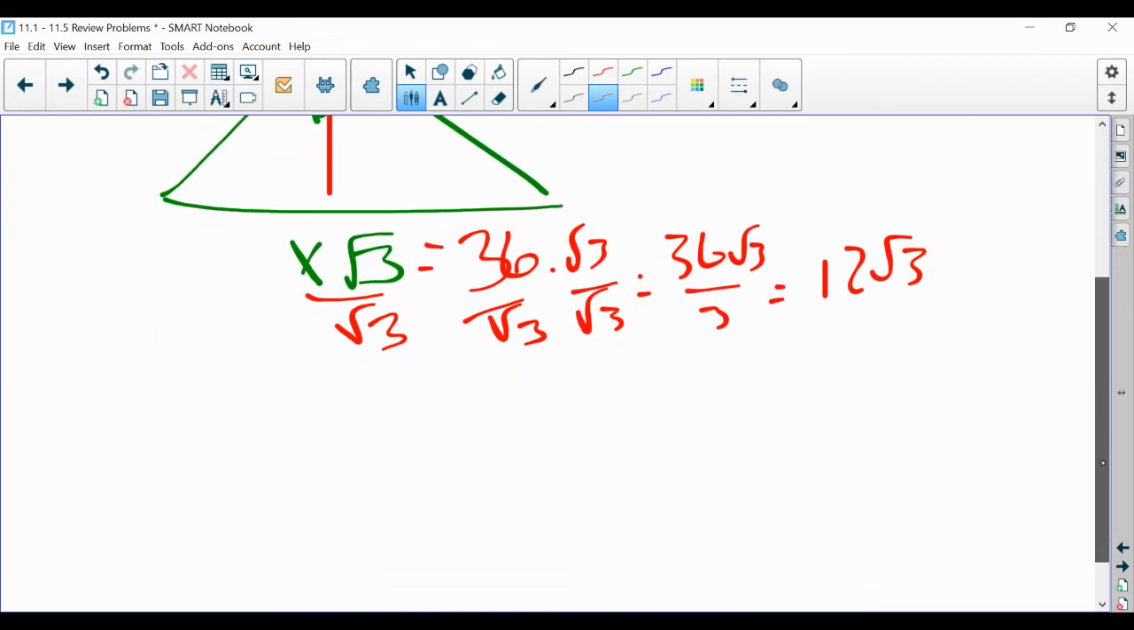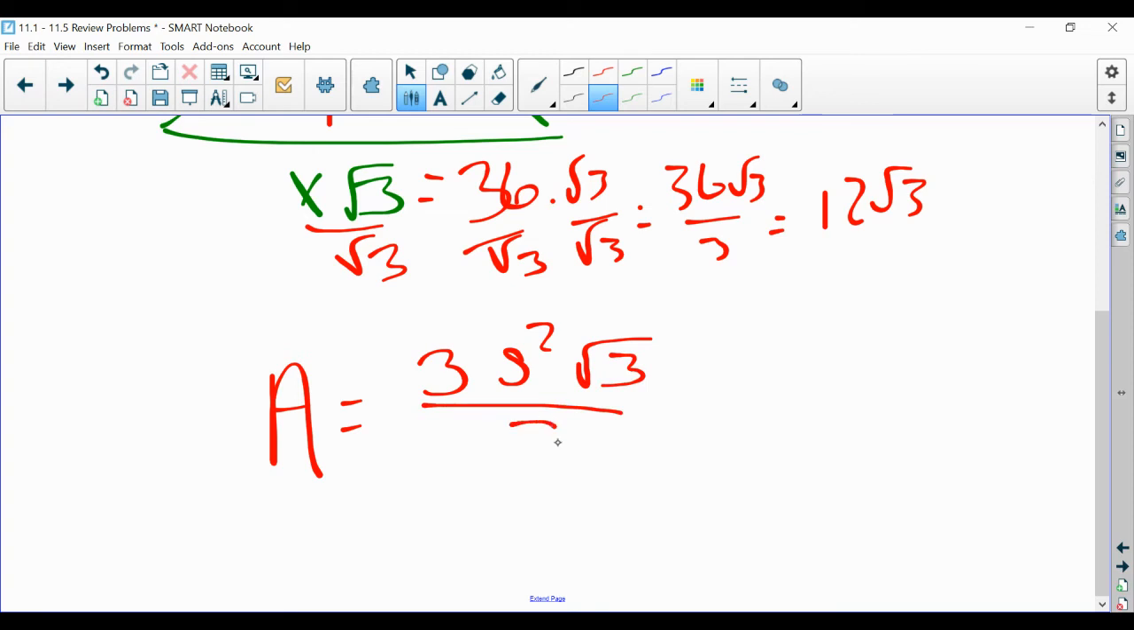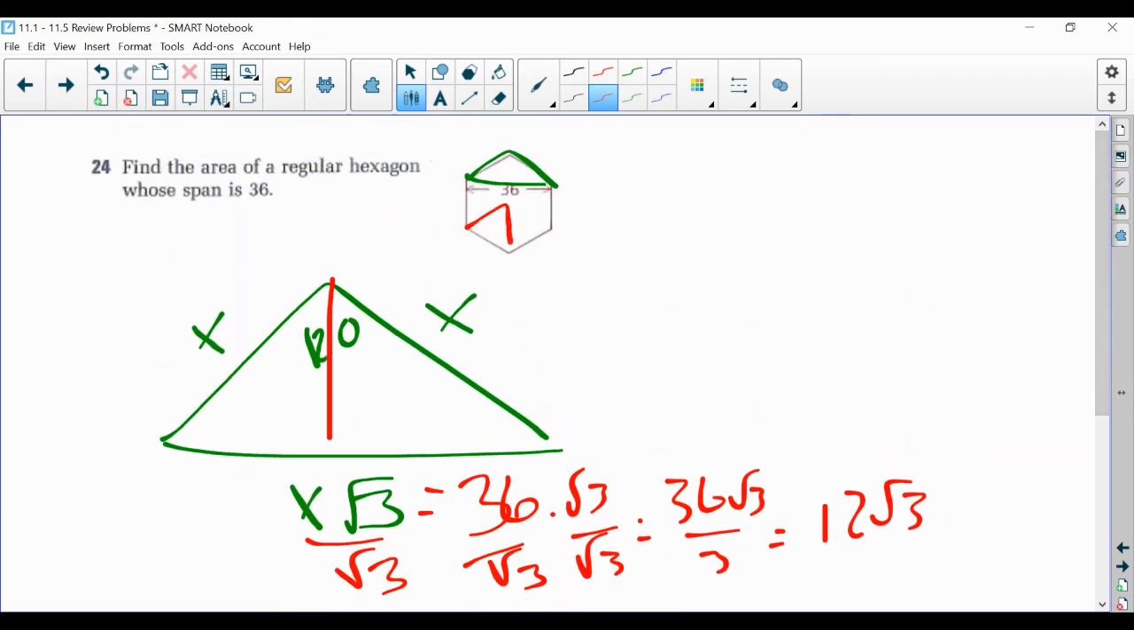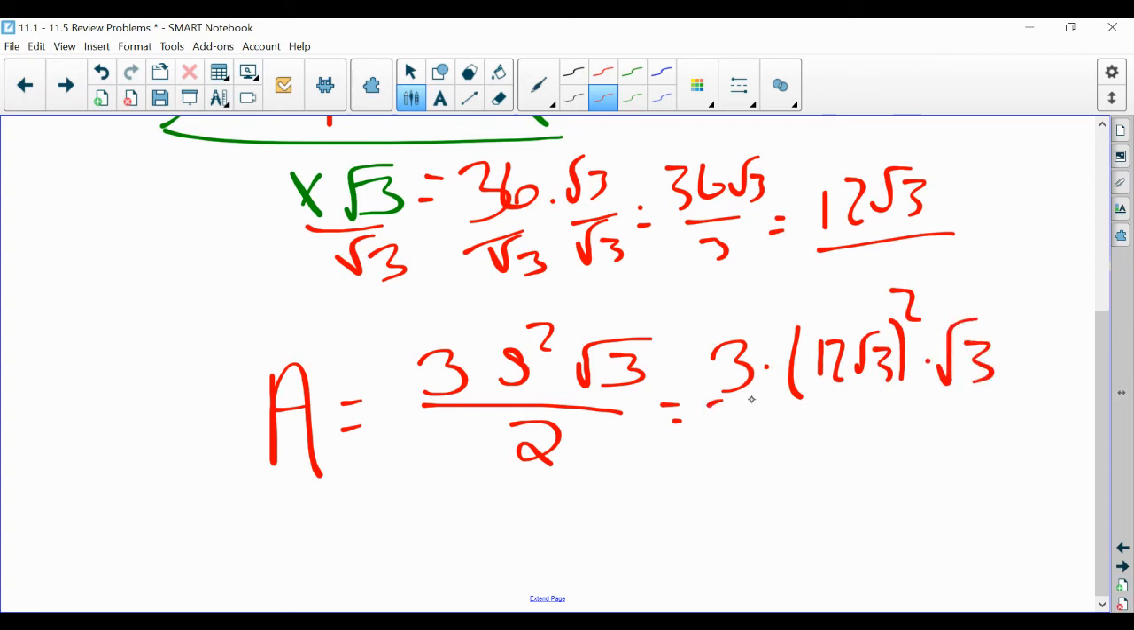I still can use 1/2 AP since it's a regular polygon, but we also have a special formula for hexagons, and that is the area is equal to 3 times the side length squared times rad 3 all over 2. And you can derive that from looking at a regular hexagon as 6 equilateral triangles, finding the area of each triangle and multiplying it by 6. Okay, now the side length we know is 12 rad 3, so we're going to get 3 times 12 rad 3 squared times another rad 3 all over 2.